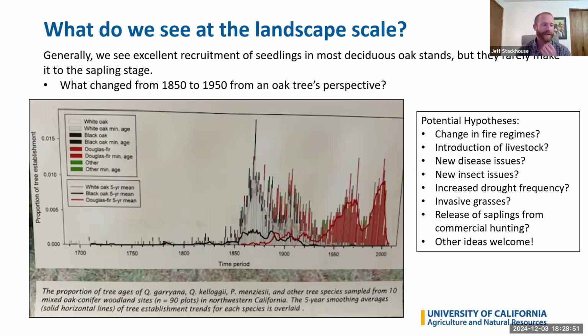And one of the reasons that is often pointed to, which I think is quite valid, is that livestock were introduced during this time period. So that's definitely in the suite of hypotheses. What else changed during that time period? A whole bunch of stuff, right? We had a change in fire regimes. Maybe there were new diseases or insects. I don't know. We definitely see losses to trees, which I'll talk about more later in terms of sapling sized trees.